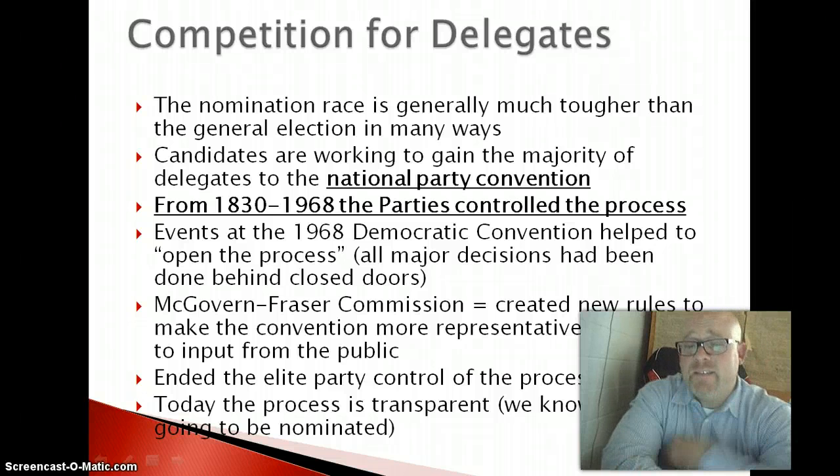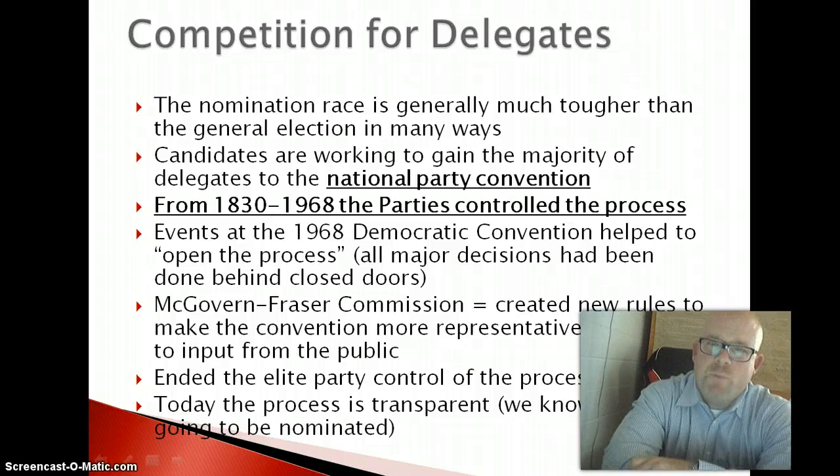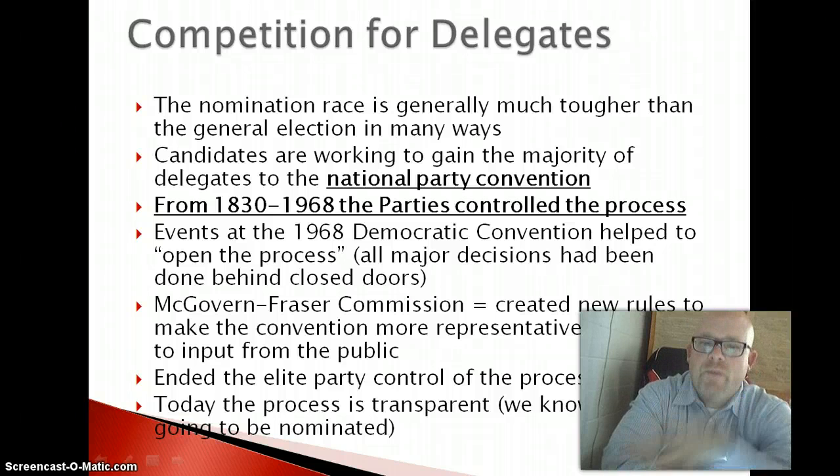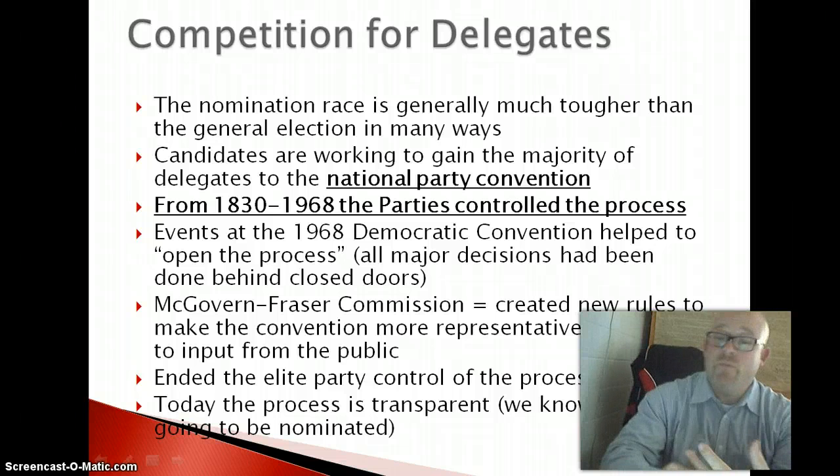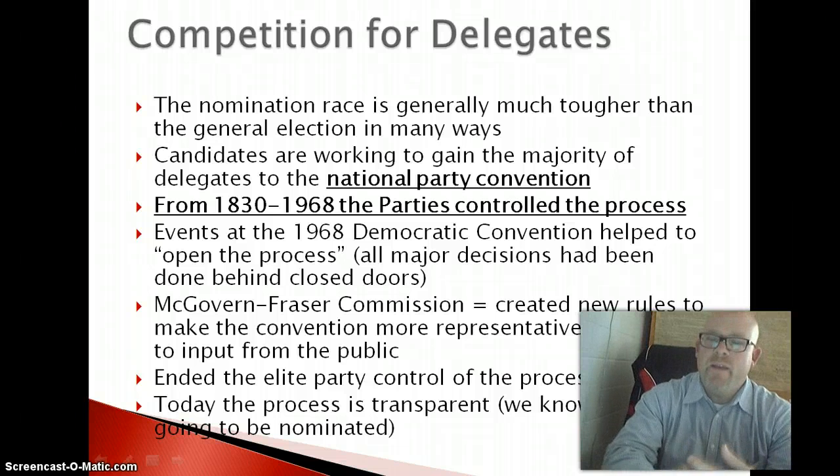In 1968, the Democratic Convention is really the beginning of the opening of the process to regular people. All the way up until this point, all of the major decisions of the political parties were done behind closed doors. With this Democratic Convention, the McGovern-Fraser Commission was created, and it created a bunch of new rules that would open the convention and make it more representative of the general public.